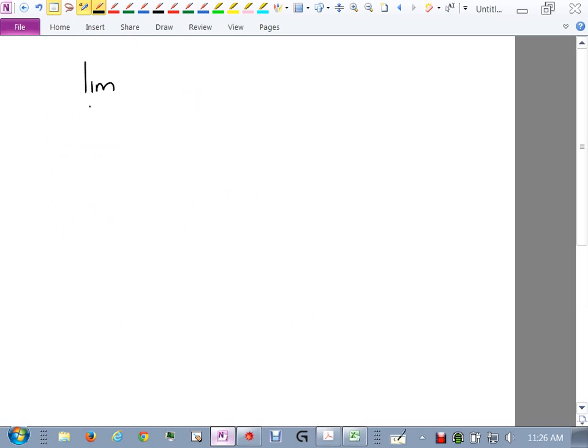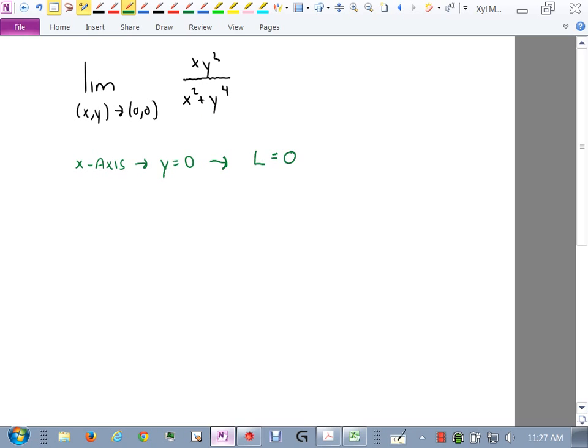Limit xy approaches 0, 0 of xy squared over x squared plus y to the 4th. All right, let's try everything. I'm going to try and go a little quick through this. Along the x-axis, y is 0. If y is 0, can you tell me real quick what we're going to get? 0 up top, and on the bottom we'll have x squared, won't we? And that'll be 0. So I'm just going to put here that L equals 0 if we do that without showing the work. Now let's try the y-axis.